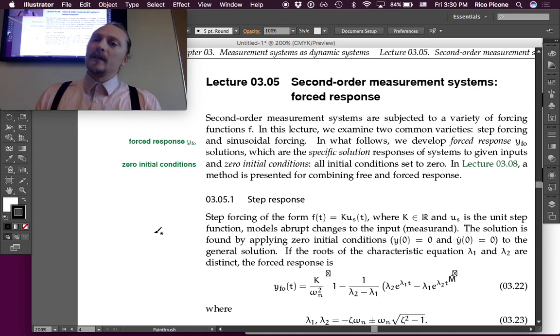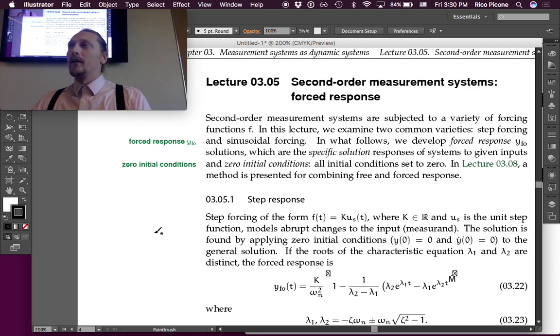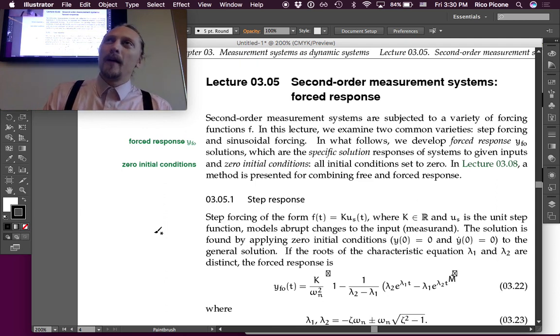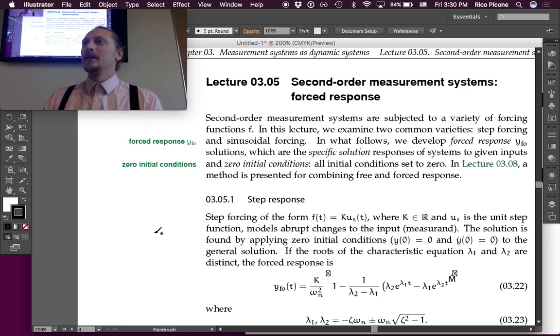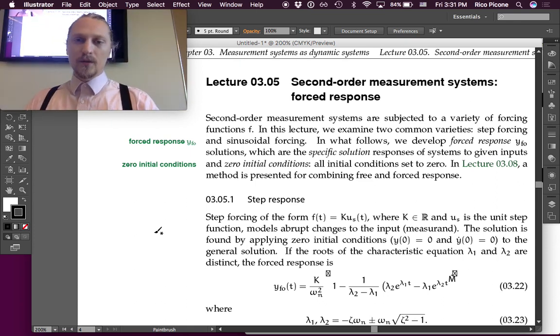Second order measurement systems are subjected to a variety of forcing functions, F, however. So it's not just free response that we care about, also forcing. It's pretty obvious that we care about forcing because the forcing function is essentially what we're trying to measure with our measurement systems. So we had to get there. We couldn't just stick with free response. In this lecture, we examine two common varieties, step forcing and sinusoidal forcing.